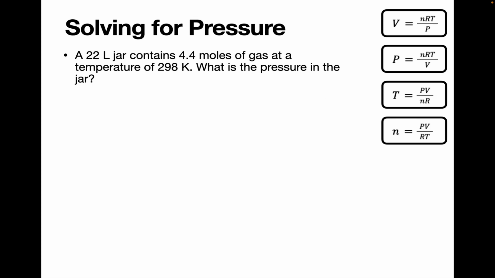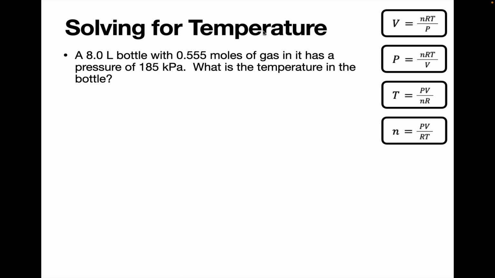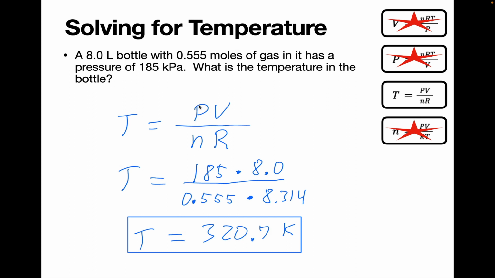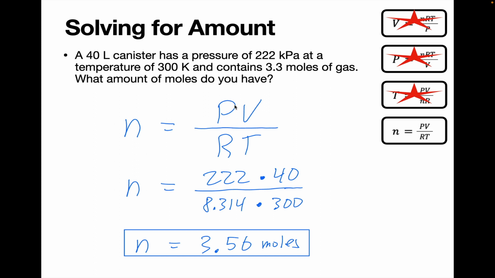If we solve for pressure, we'll now be using this equation, and we plug our numbers in, keeping R the same, and we get 495.5 kilopascals of pressure. If we solve for temperature, we'll use this form of the equation, and again, plug our numbers in, and we find that our R value stays the same, and we get 320.7 kilopascals of pressure with this information. Finally, solving for amount, which is our moles, we're going to use the last version of the equation, again, keeping R the same. We end up with our pressure, volume, R, and temperature, and we get 3.56 moles, okay?